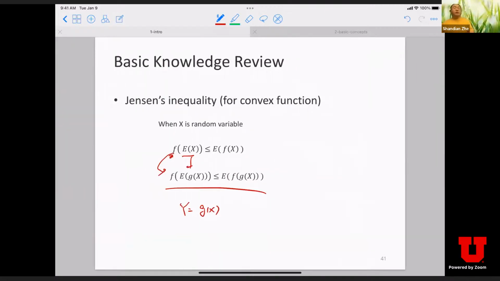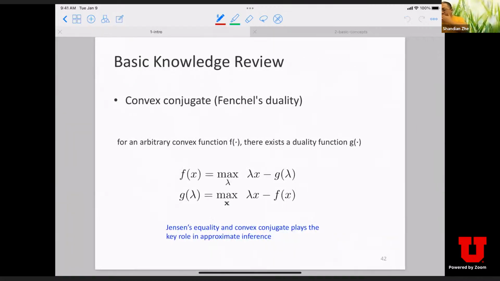Okay, this is Jensen's inequality. Now we're going to talk about one last important thing about convex functions, called the convex conjugate. You might have seen it in our homework problems, right? Here we're going to give a more formal introduction of the convex conjugate. Sometimes it's called Fenchel duality.